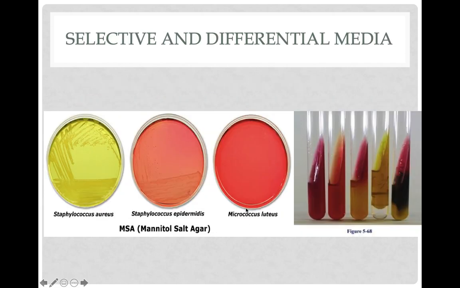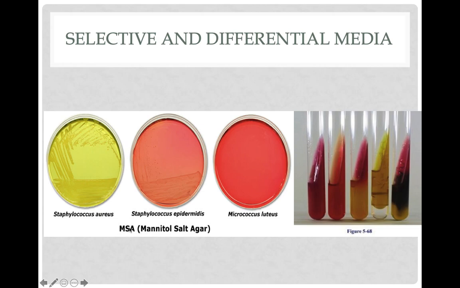So here's a good example of that. This is mannitol salt agar. It is selective and differential. This type of agar is selective against gram-negative organisms. So it kills gram-negative organisms. It has a lot of salt inside of it. They don't like salt. They dry out in the presence of high concentrations of salt. Whereas most gram-positive organisms can survive in high presence of salt, especially things like staph that grow on your skin.